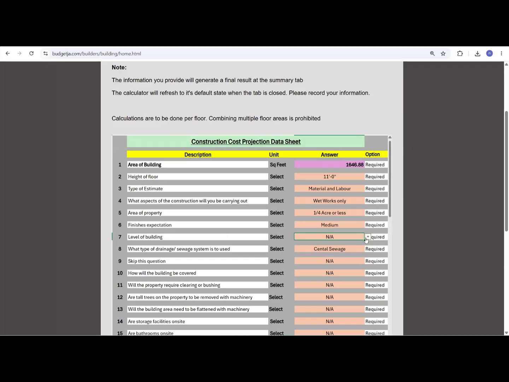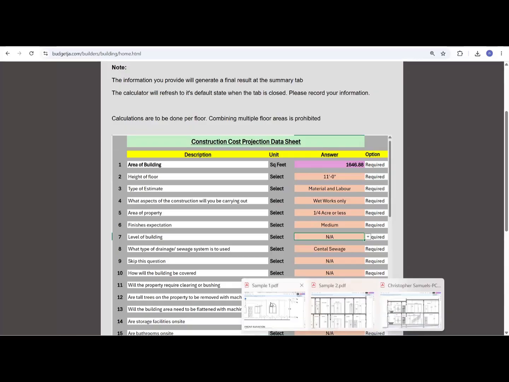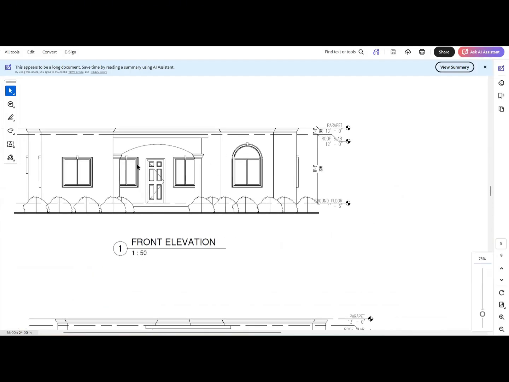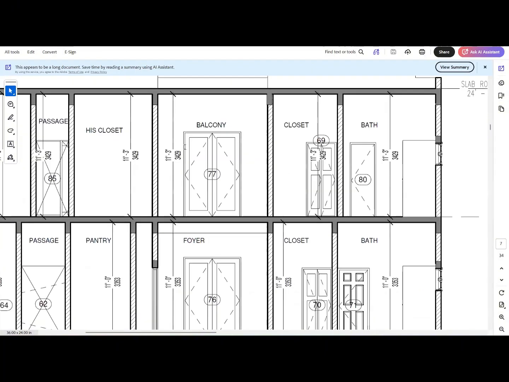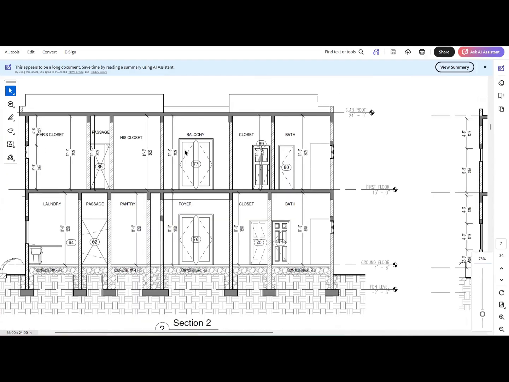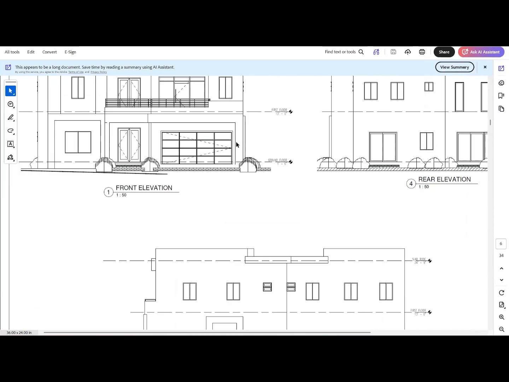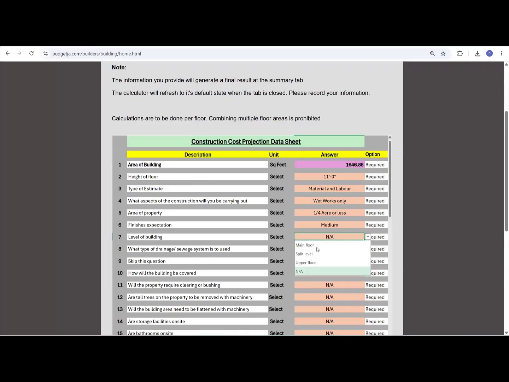Now, question 7 is asking about which level of building you are working on. In this particular case, this is just the ground level, which is the main level. There's not an upstairs and downstairs. But in this particular dwelling, it has 2 floors. So I want to specify which one of these relate to the main level, which is the ground floor. I can also specify a split level, which would come with other drawings.